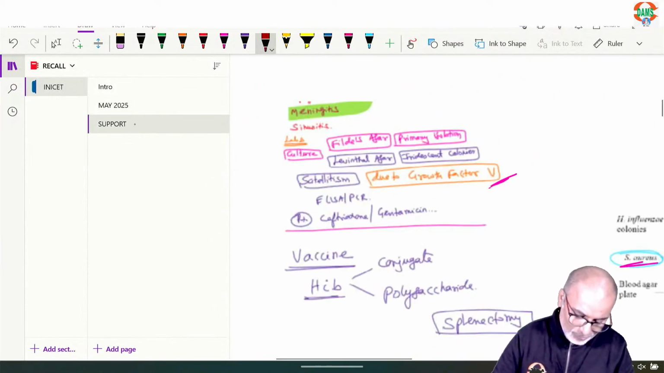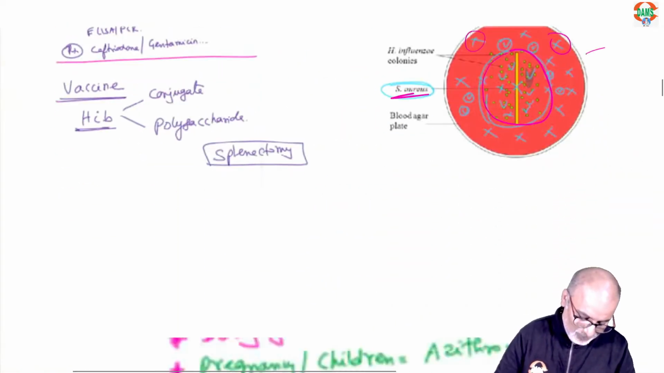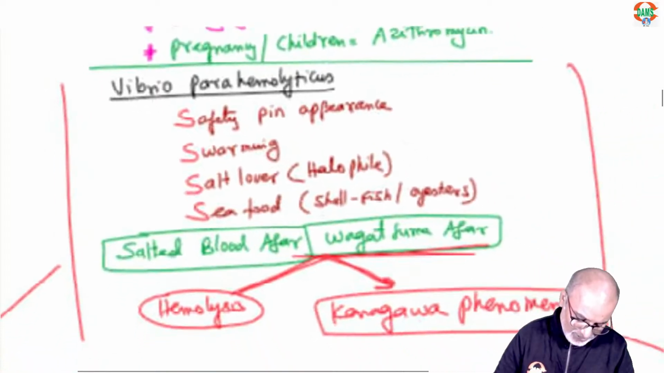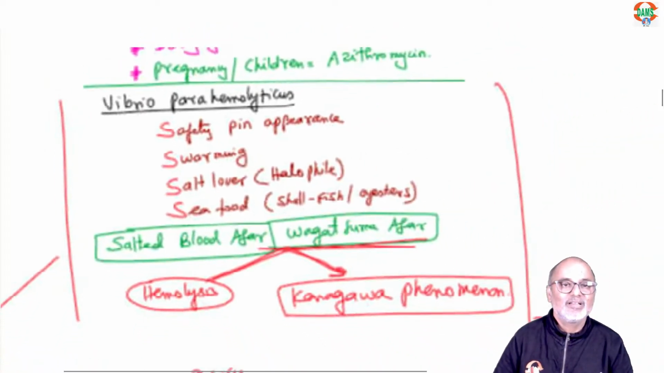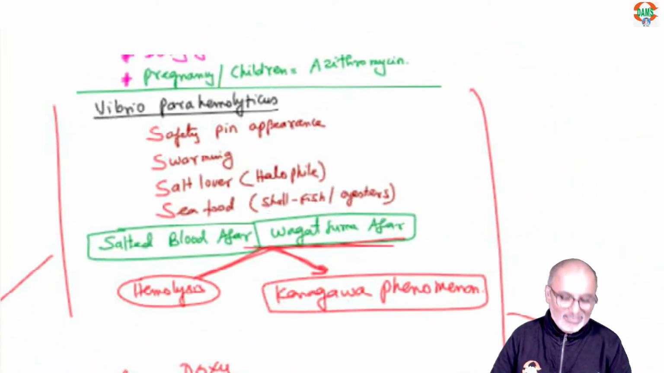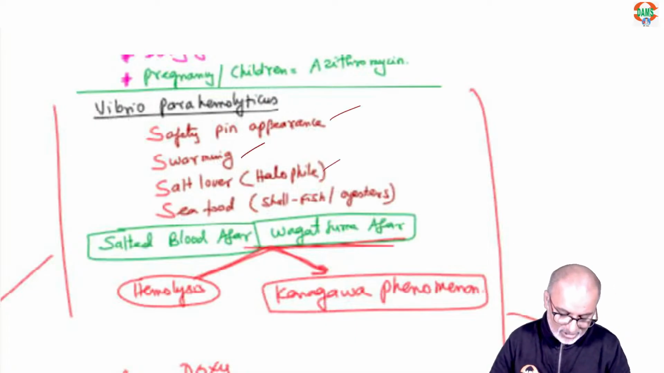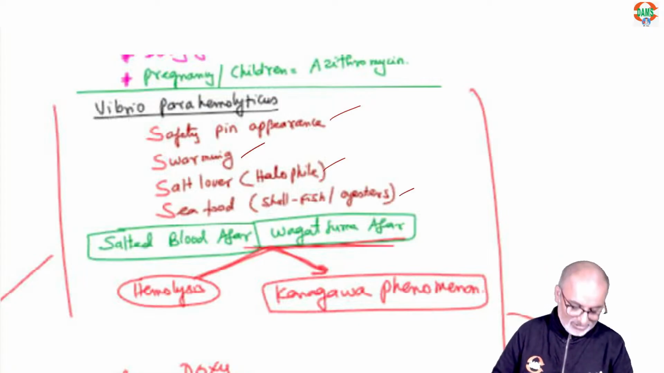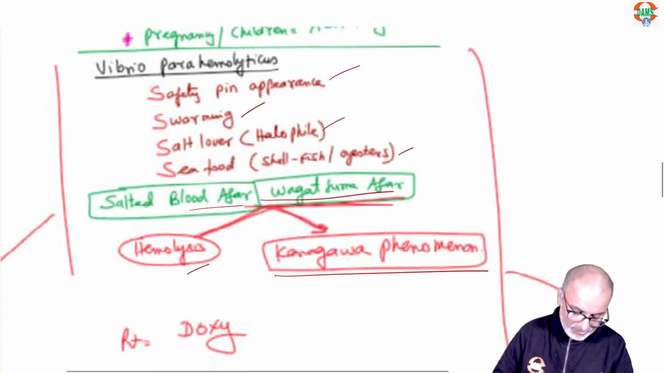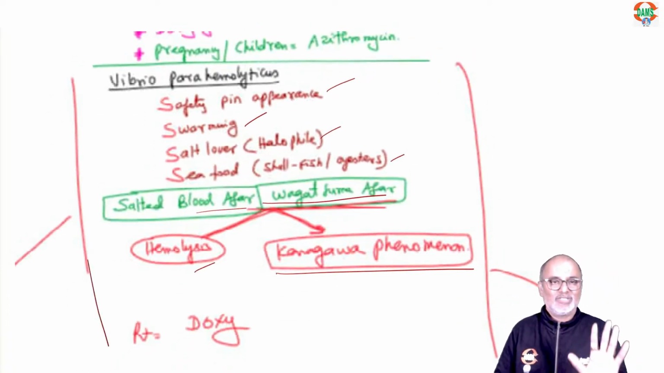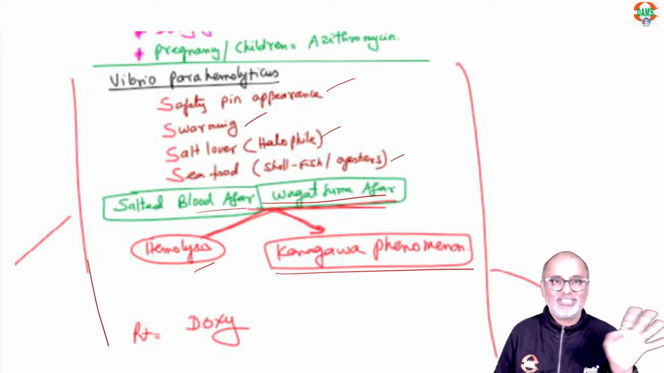SS is the mnemonic. So see, these are the 5 points I used to teach in Vibrio parahaemolyticus. Safety pin appearance, swarming in the medium. It is a salt lover, halophile. Seafood, shellfish or oysters. Salted blood agar, we call it Wagatsuma agar. It produces hemolysis. That is called Kanagawa phenomenon. Treatment doxycycline. That's all. This is the only thing I used to teach in Vibrio parahaemolyticus.